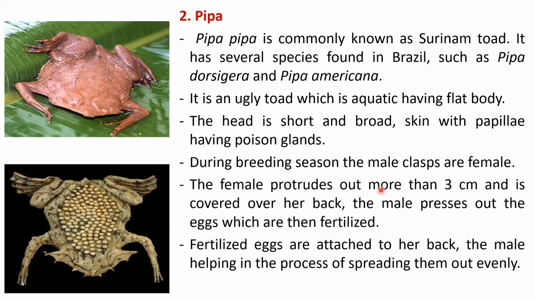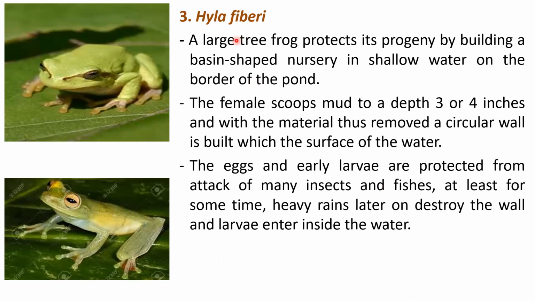Then the last example is Hyla faber. We can see this example, out of all the examples we have seen, Hyla faber is one of the examples of this particular frog. It has a specialized character: it builds the nest on the border of the pond, where the water is collected; these frogs build up a nest at the border. And the female scoops the mud. Scoops means removing the mud aside, making a depth of 3 to 4 inches, a pit.